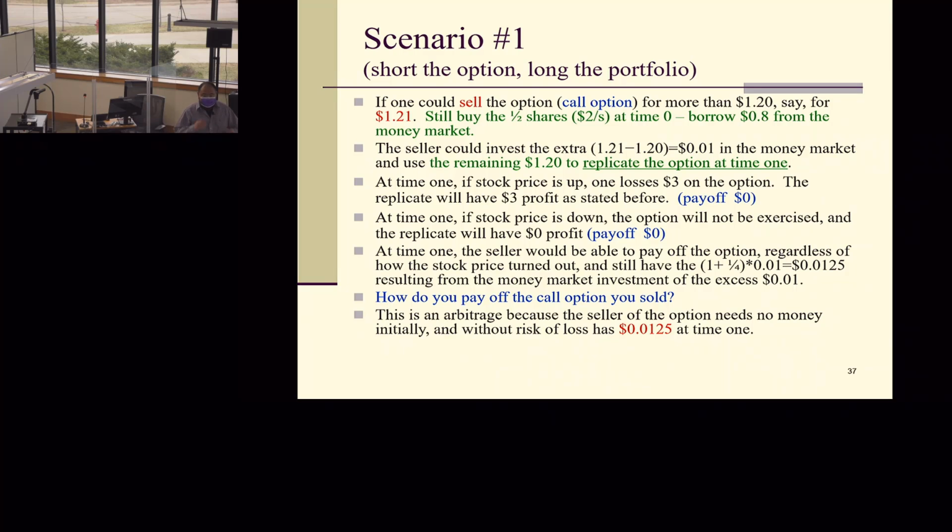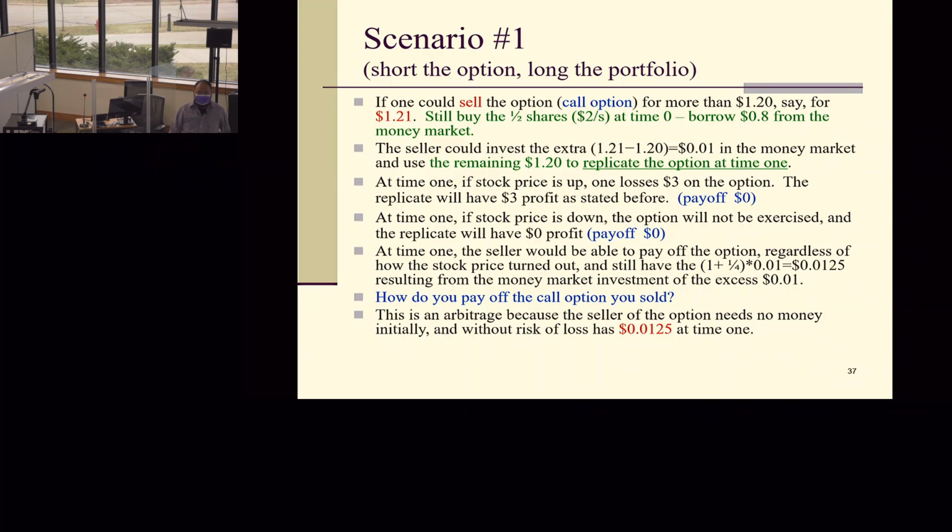Make sense? So after one period, what do I have? If the stock price is going up, I lose $3 on the option, and the replication will have a $3 profit from the setup. So my break-even payoff is 0. Make sense? However, I have that 1 extra cent put in the money market. Okay, so that makes me what?